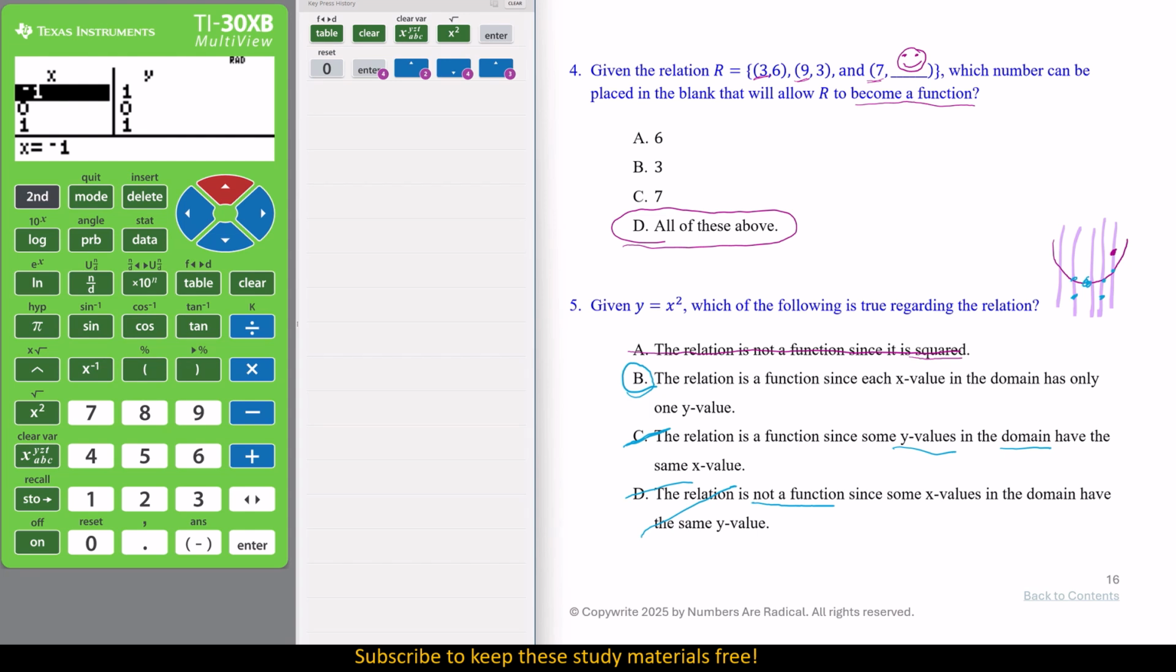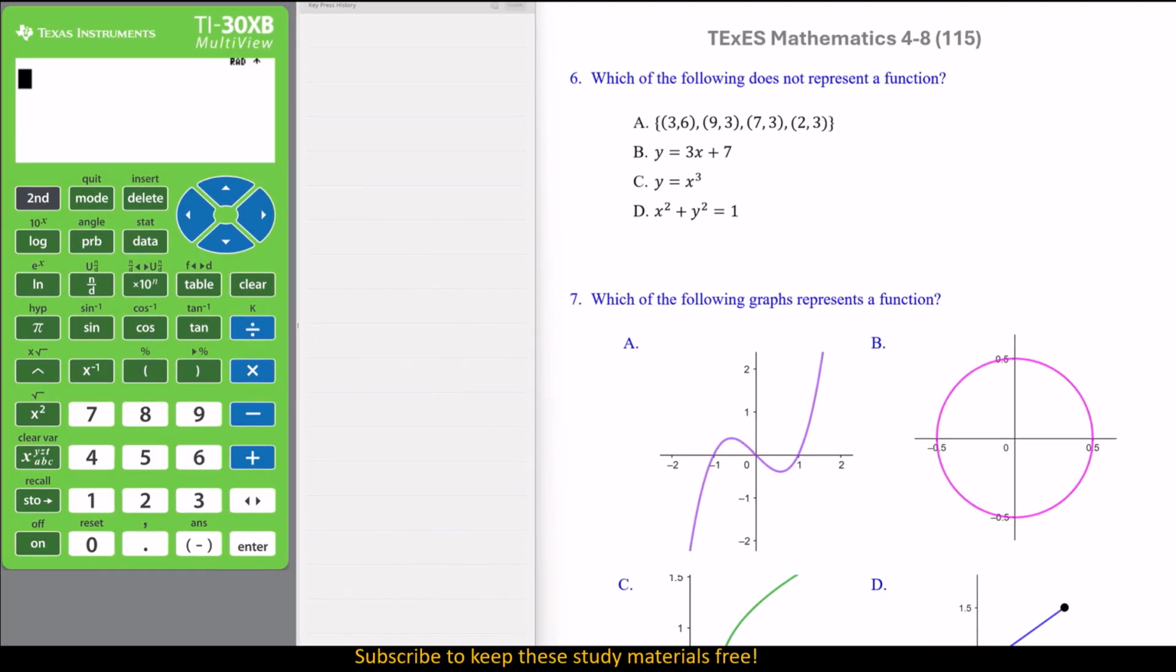All right, so let's look at number 6. Number 6, which of the following does not represent a function? As we discussed before, if you have repeating x values, it cannot be a function. Okay, so let's look at A. Well, 3, 9, 7, 2. No repeats. That is a function. That's not what we're looking for.